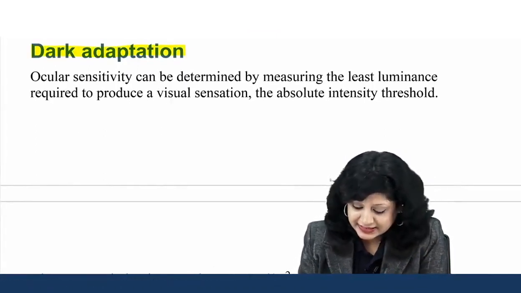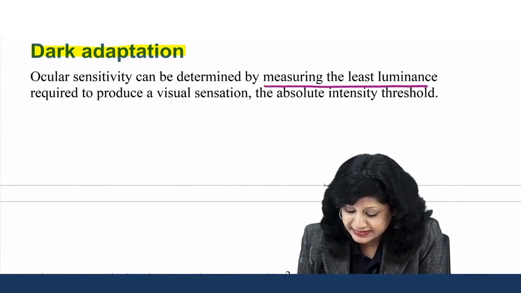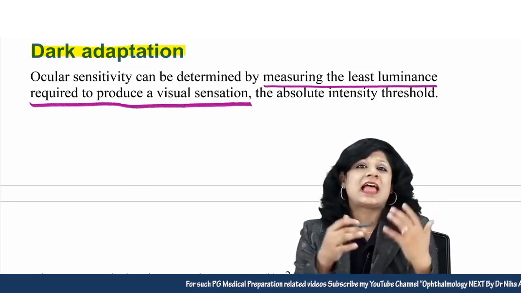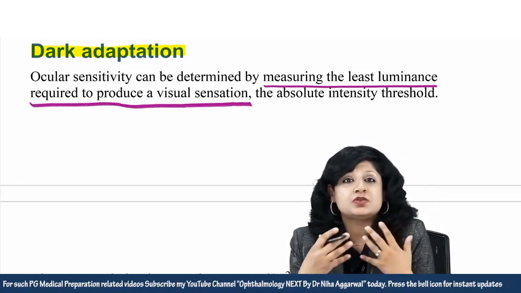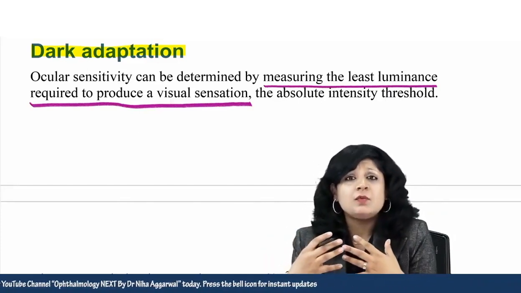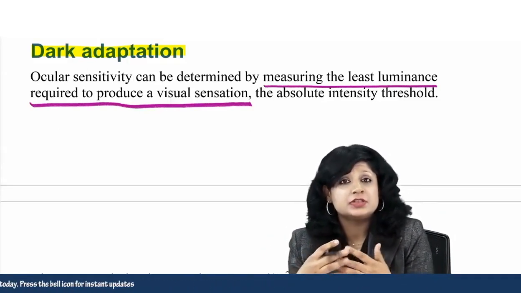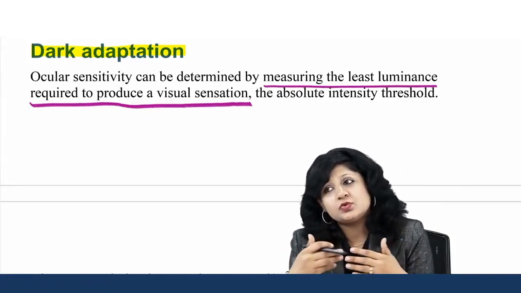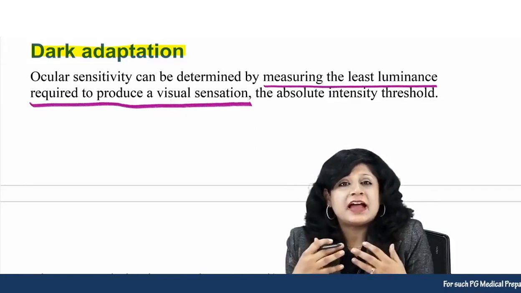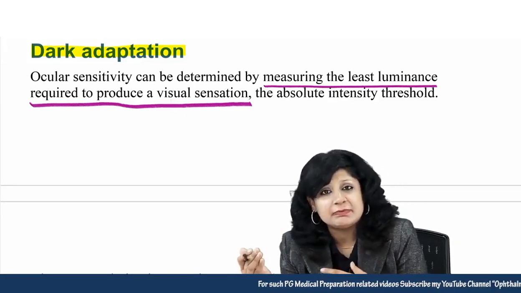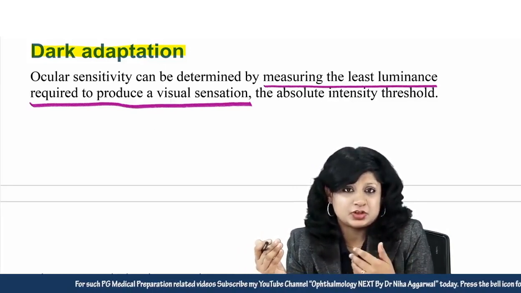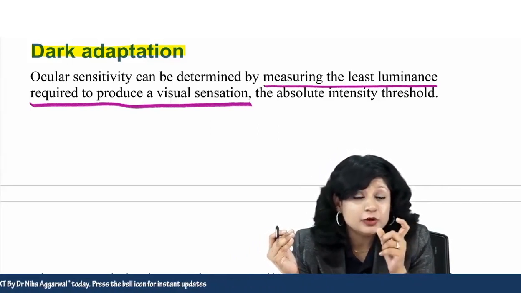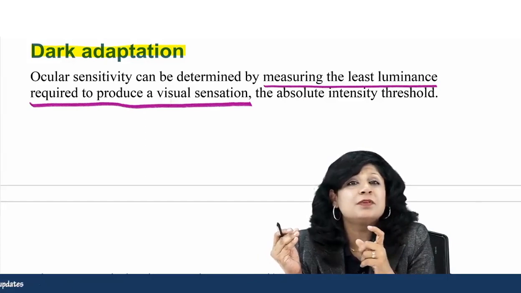Ocular sensitivity can be determined by measuring the least luminance which is required to produce a visual sensation. That is actually the measurement of your dark adaptation. Whenever you are going into dark conditions from lighted conditions, there is some time we take to adapt ourselves. That becomes your dark adaptation time, and that process is called dark adaptation. It is the amount of luminance that is required to produce the visual sensation.